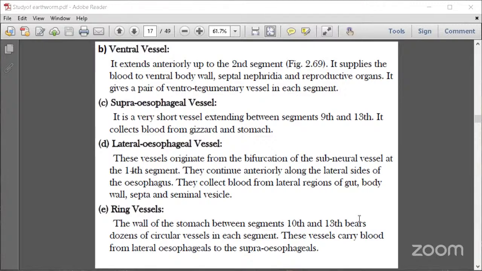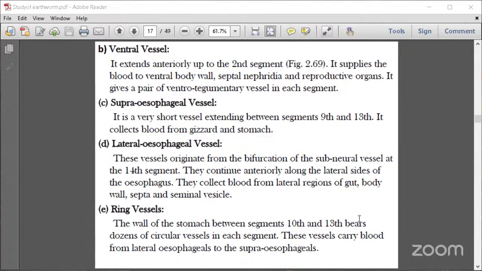Supraesophageal vessel. It is a very short vessel, extending up to segments 9 and 13. It collects the blood from the gizzard and stomach.